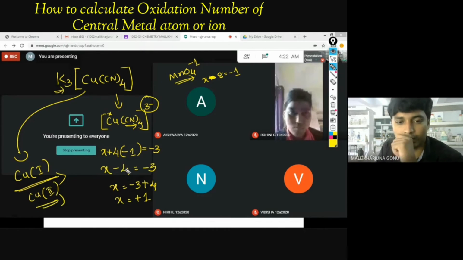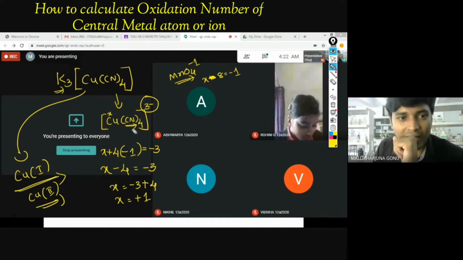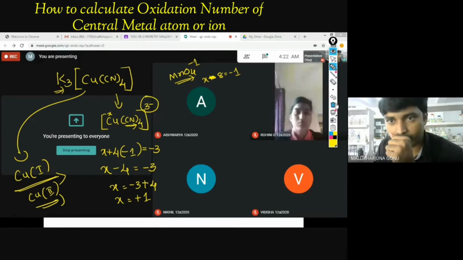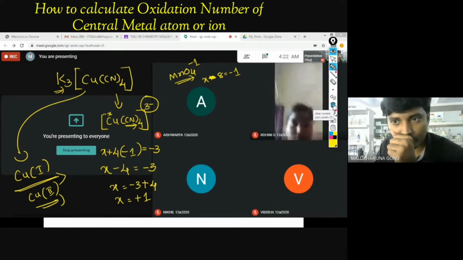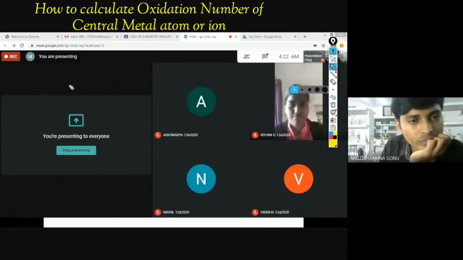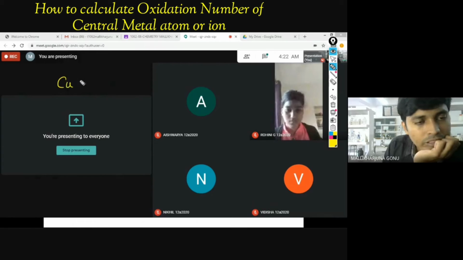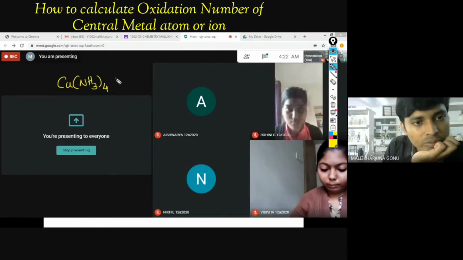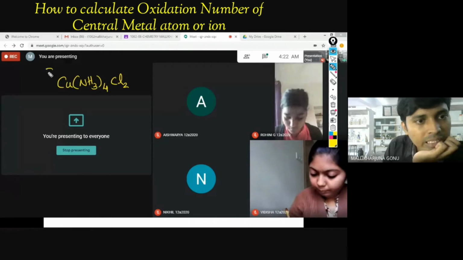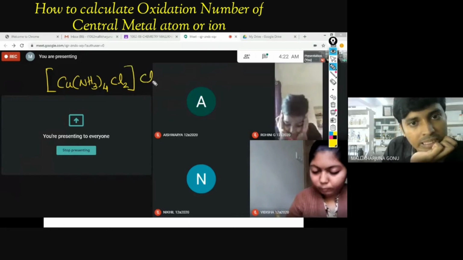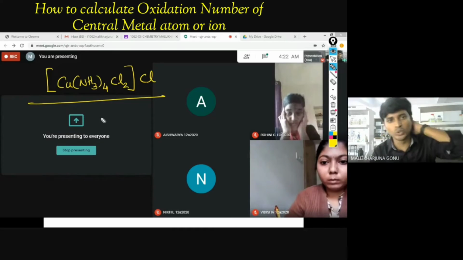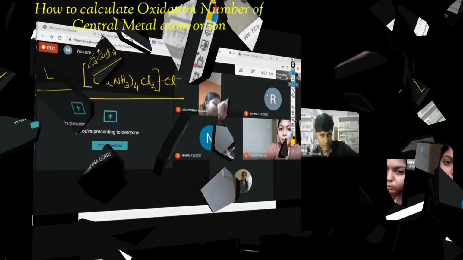Okay. Now I will give you the complex. You calculate now and tell me the answer for that compound: Cu(NH3)4 Cl2. All of you calculate quickly. Let's see who will do this one. What is the oxidation state of copper?